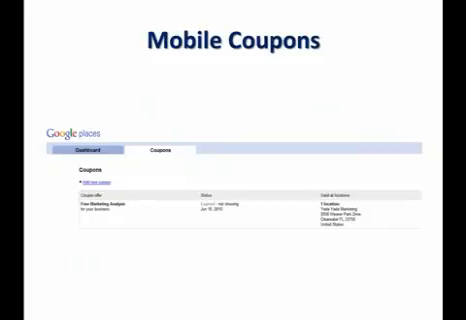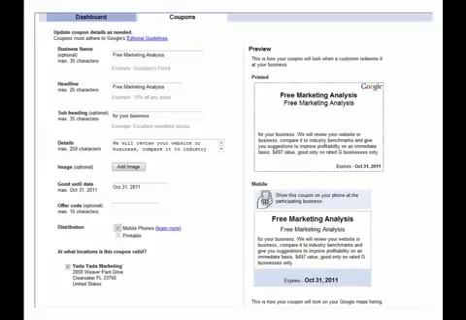So, mobile coupons. Remember in the last module we went over how to make a mobile coupon. This is my Google Places dashboard. I clicked on the coupons. You can see I have a coupon here that I made. This is what it looks like. On the right you can see the web-enabled coupon that you can cut and bring in. And underneath that on the right you can see the mobile coupon.